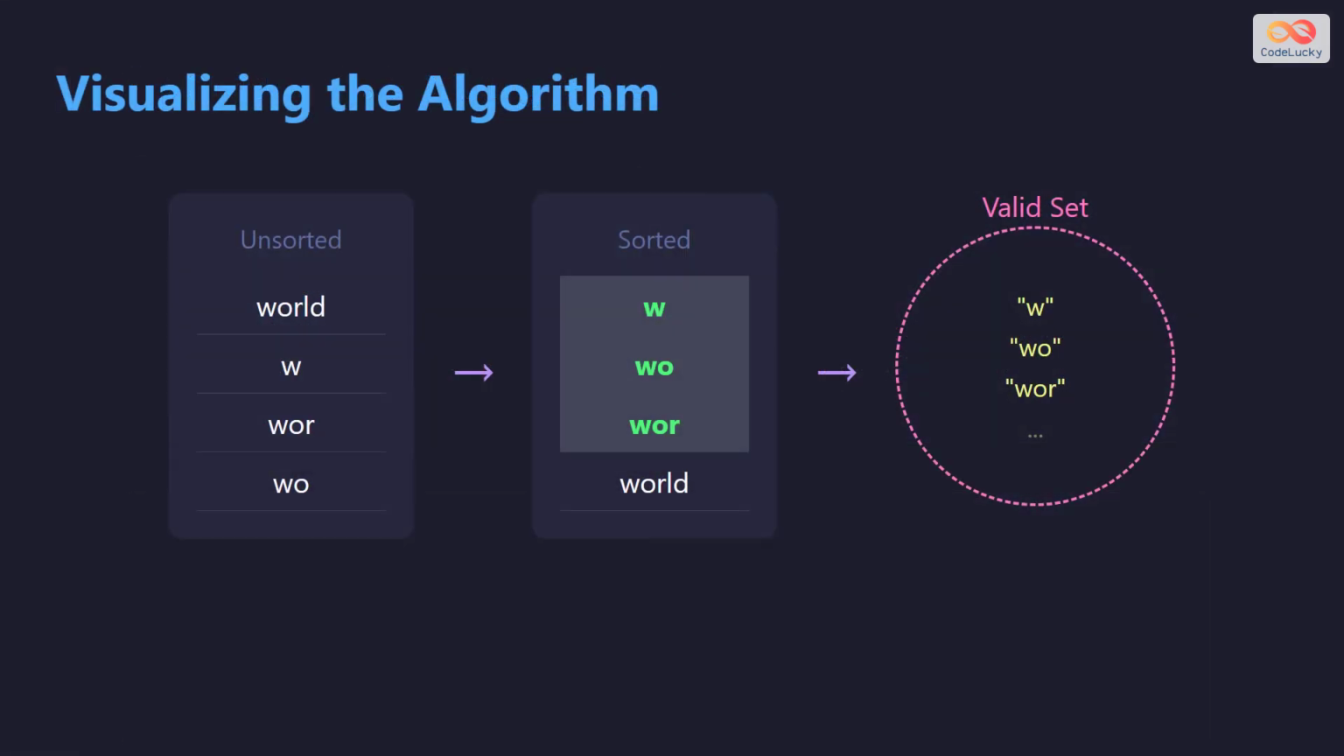Here is how the data transforms. Initially, the array is unsorted. After sorting, w comes before wo, which comes before were. As we iterate, we check if the current word's prefix exists in our valid set. Since w has a length of 1, it's a valid starting point. Wo needs w, which we just added. We keep building up our valid set and tracking the longest word found.